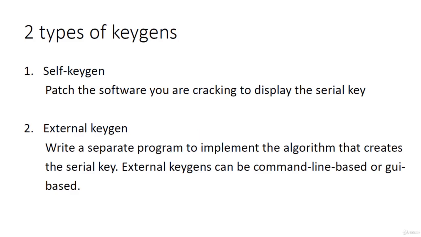As you have seen in the previous lessons, there are two types of keygens. The first one is called self-keygen, and this is where we patch the software to display the serial key, and we have completed that one. And the second way is to write an external keygen. This is where we will write a separate program to implement the algorithm that creates the serial key. An external keygen can be either command line based or GUI based. In this section, I'm going to show you how to write an external keygen.